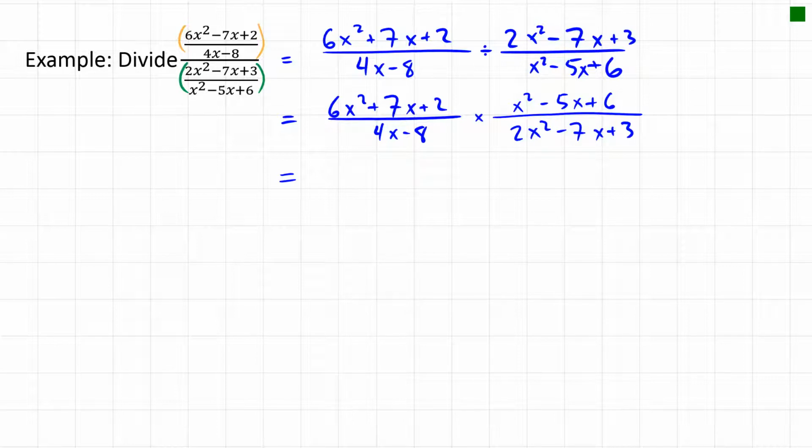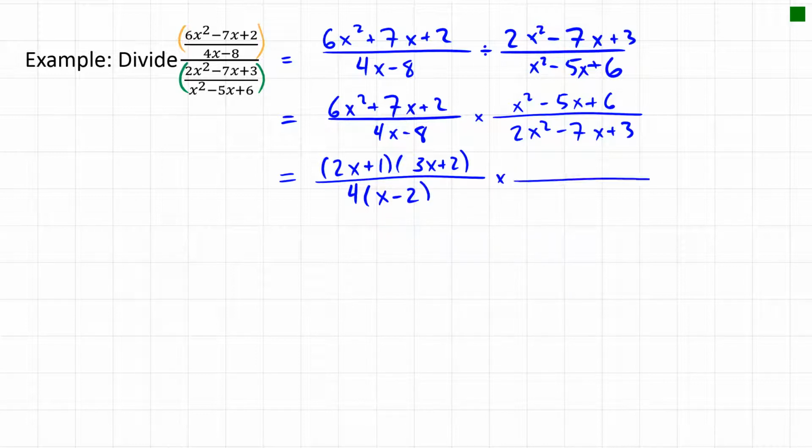Now these polynomials are going to be factored by different strategies. This first one is what we call a messy trinomial. So we have to use whatever method we're comfortable with to factor it. And I'm just going to jump ahead to the factored form. So 6x squared plus 7x plus 2 factors into 2x plus 1 times 3x plus 2. And I'm just jumping ahead to that so that we can save some time. On the bottom, there's a factor of 4. So that's 4 times x minus 2.